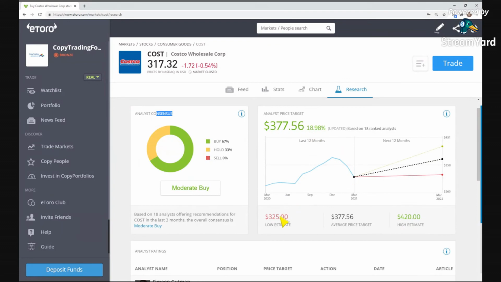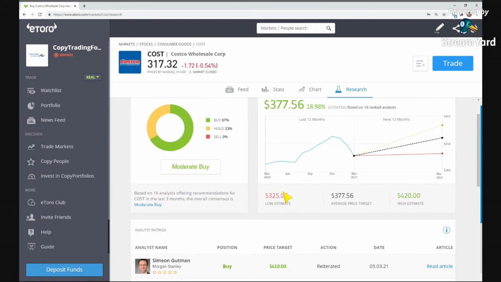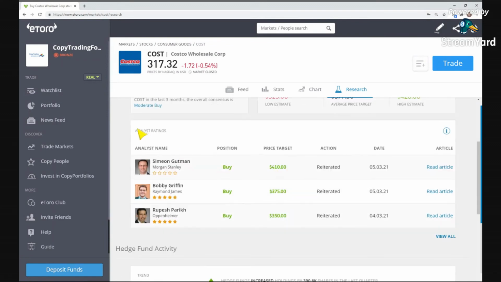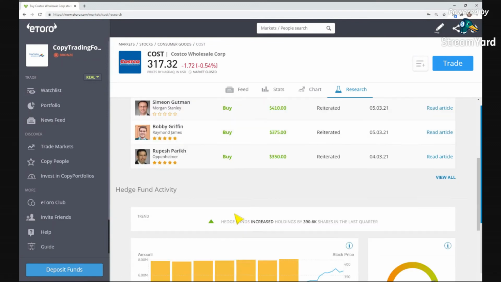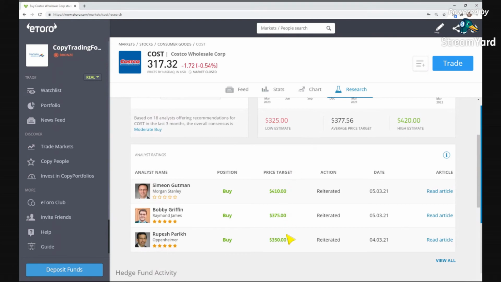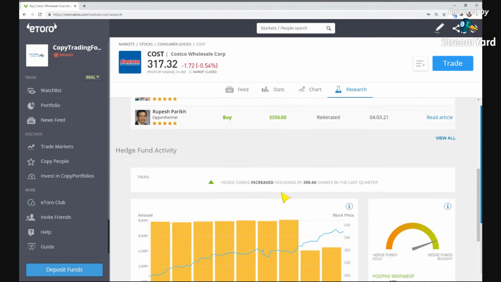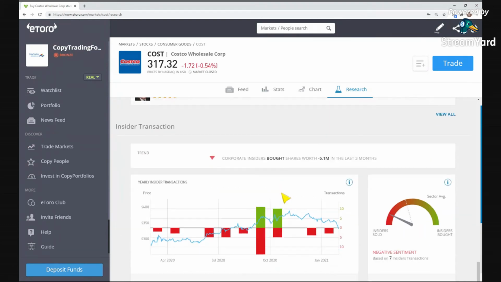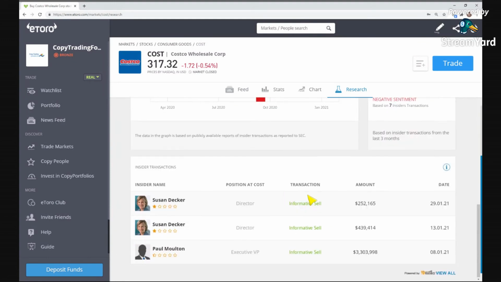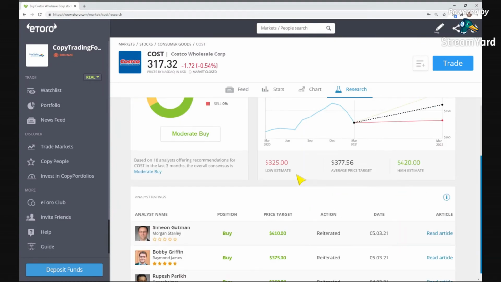You can see here on different analysts, the prices will be different. So low estimate of 325, the same as CNN, 377 average and 420. Okay. And you can see here, analyst rating buy. They have different price targets, so 410 will be a nice profit for me there. You can look through this, guys, and you can look at what the other research says. I looked through that earlier on.